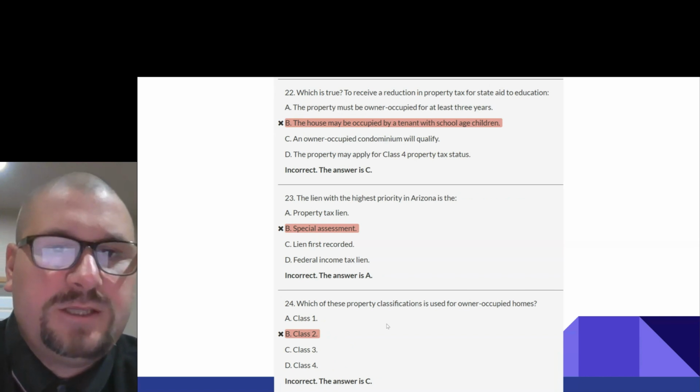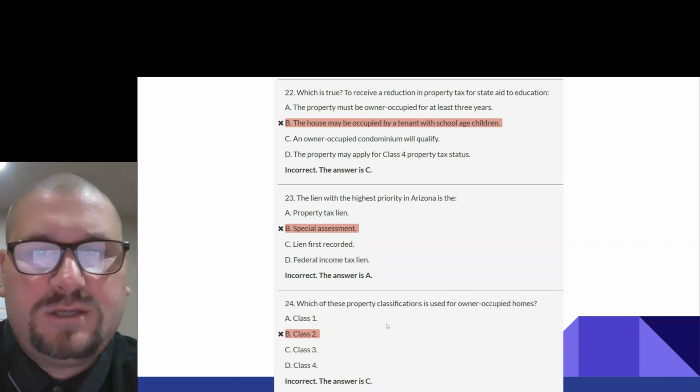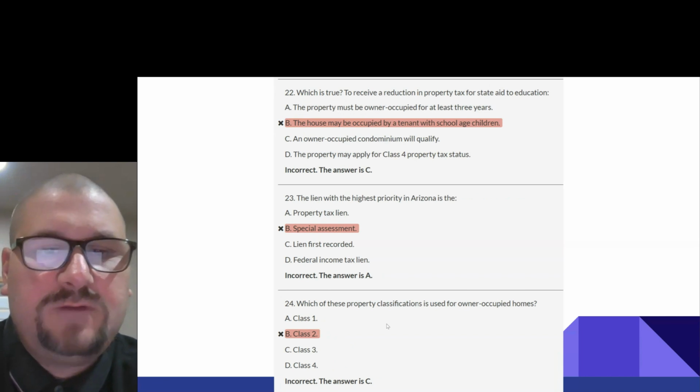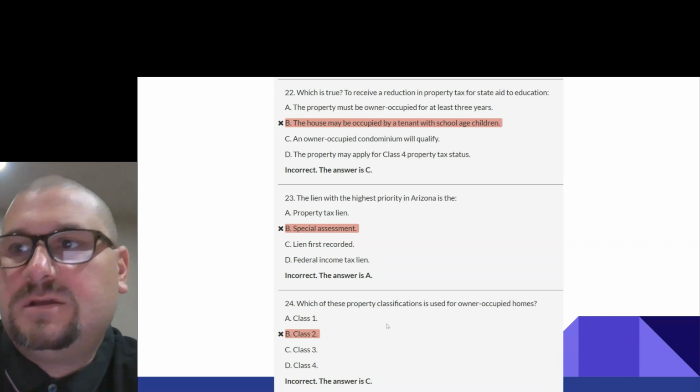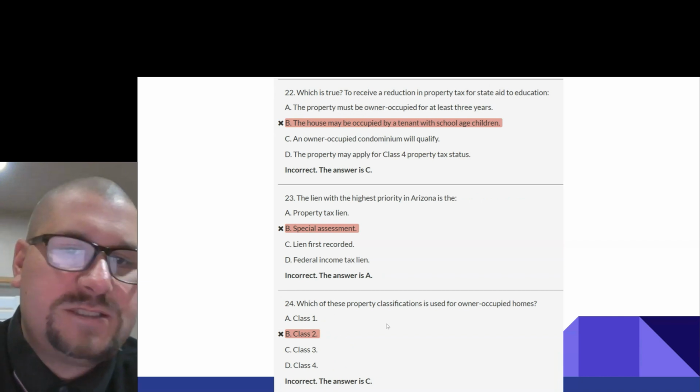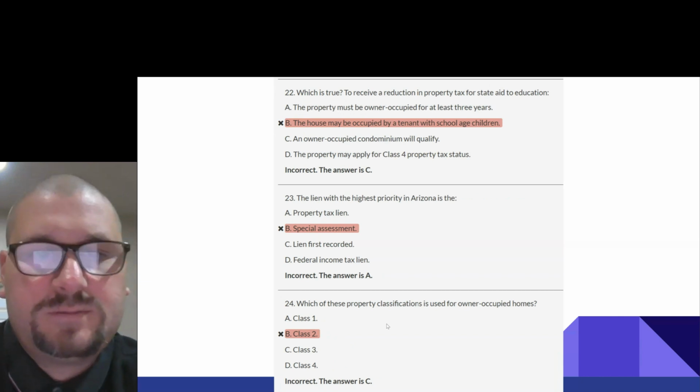The lien with the highest priority in Arizona is the A, property tax lien, right? So you've got to pay the property tax lien. That's the highest priority in Arizona.